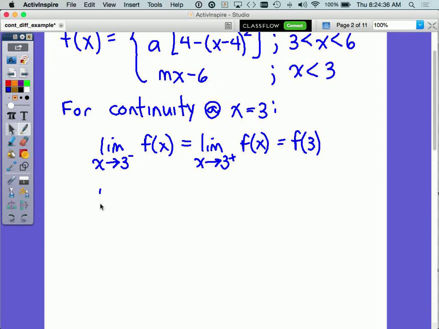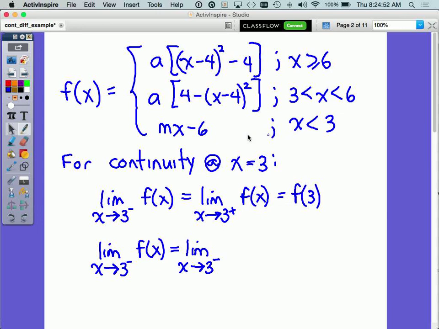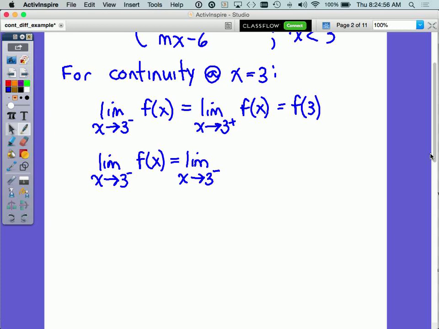The limit as x approaches 3 from the left of the function is really the limit as x approaches 3 from the left. And if I'm coming from the left, I can see that I'm on this piece of the function to the left of 3. So this is going to be the limit as x approaches 3 from the left of mx minus 6, and that's going to give us 3m minus 6. So there's my left limit.